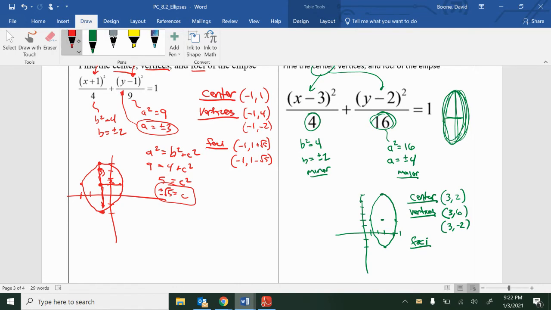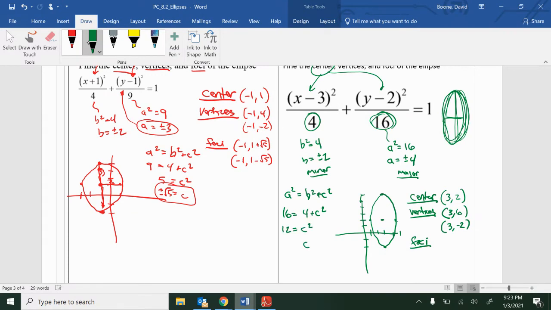But if we want to find those foci that are somewhere right in here, okay, you have to find that by finding that C value. And again, that's the Pythagorean relationship. So we've got the A value. The A squared value is 16. The B squared value is 4 plus C squared. So if I subtract 4, I get 12 equals C squared.